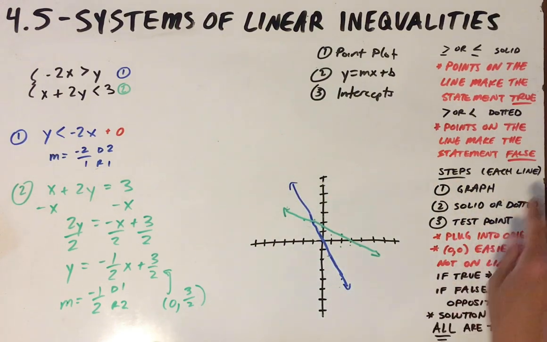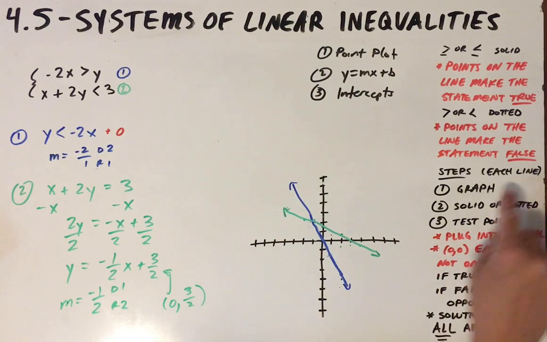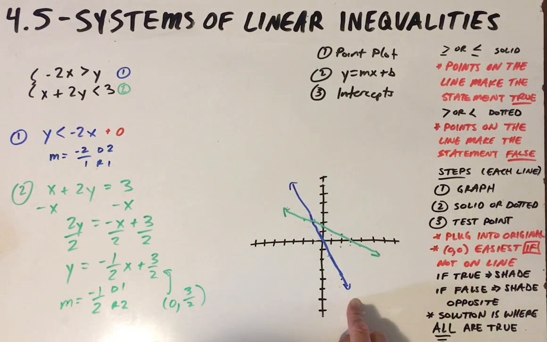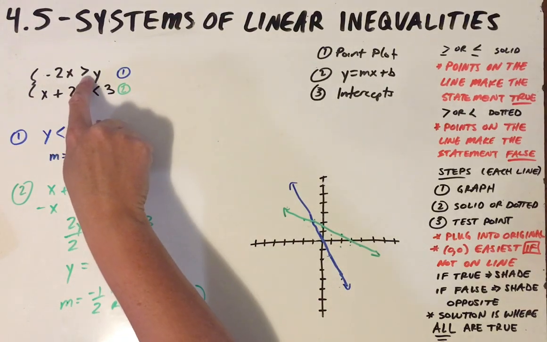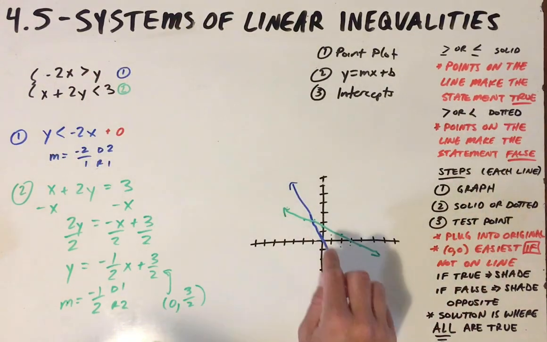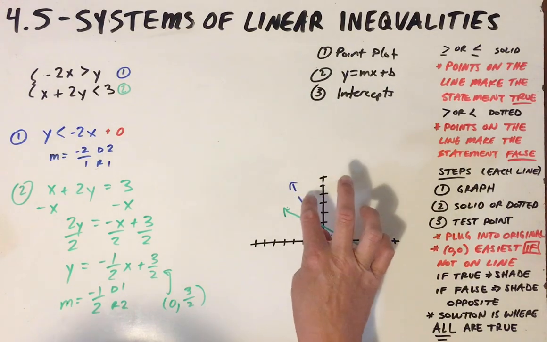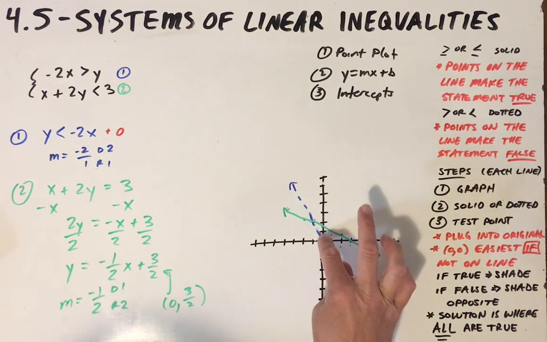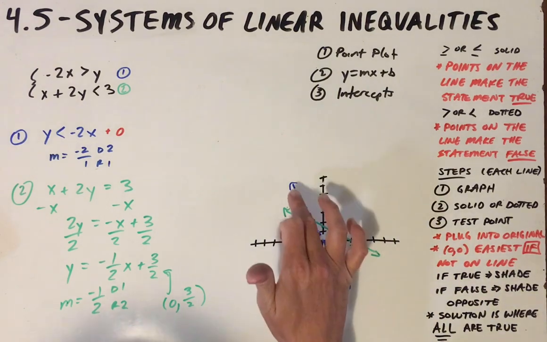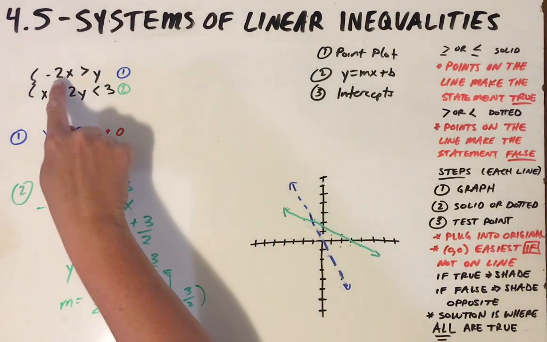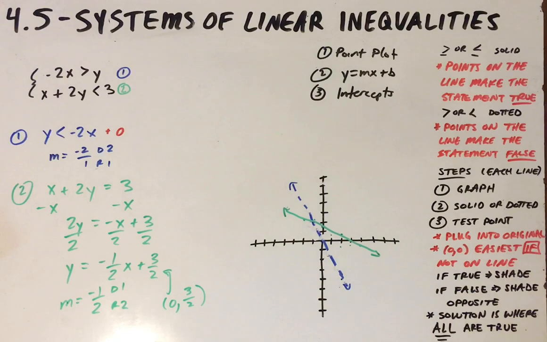All right, so the steps here, I'm going to do this for each line. So for line 1, I have graphed line 1. Now I have to decide whether it's solid or dotted. Well, line 1 has a less than with no equal to, so this line should be dotted. That again means that points on this line will make the statement false. So if I plugged in a point that was on this line, this original statement right here would be false.